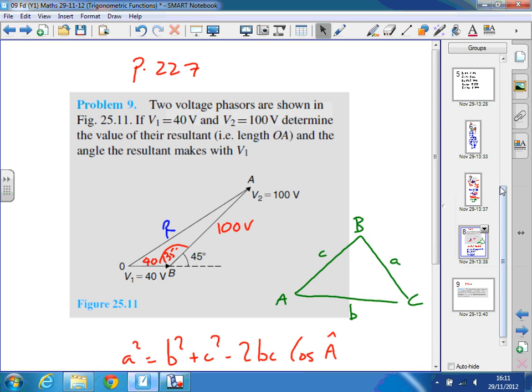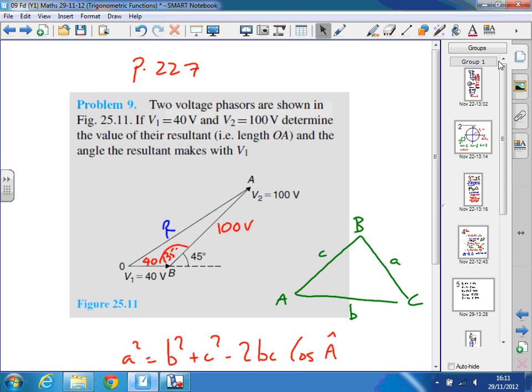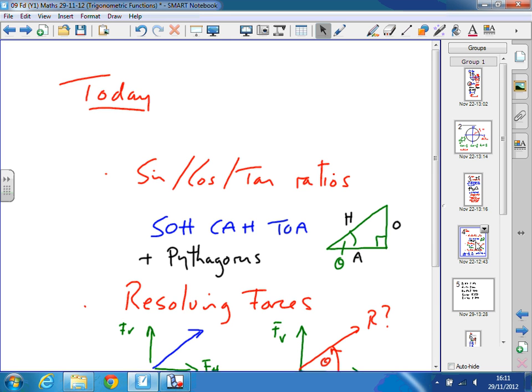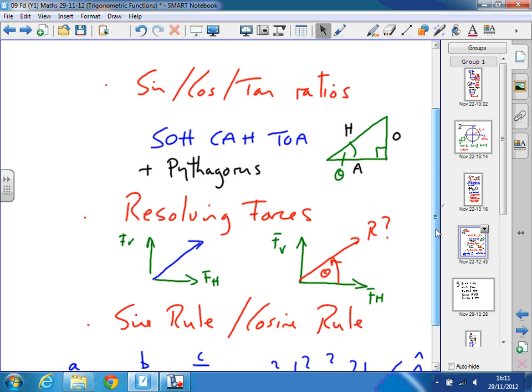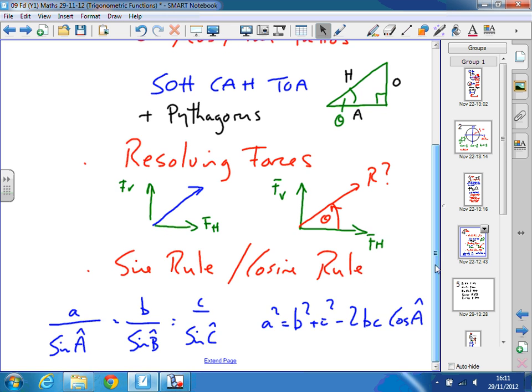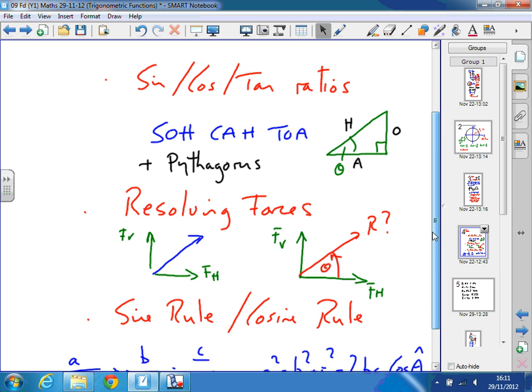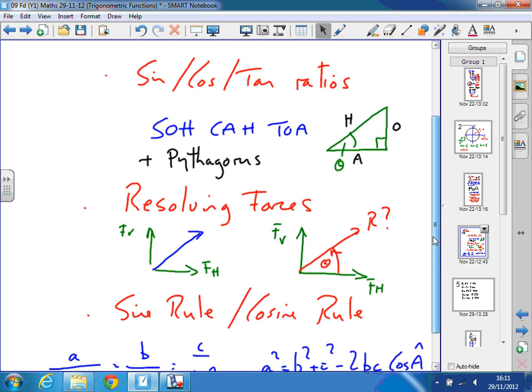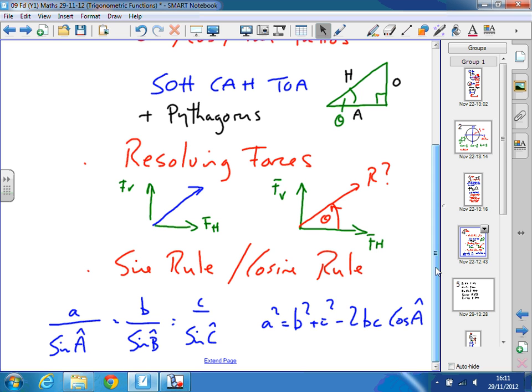Okay, let's go back to the start. What I've attempted to do here is just give you an example of each of these situations where we might use the sine, cosine, tangent ratios, where we might use resolving forces together with Pythagoras, and where we might use the sine rule or the cosine rule, these two rules here.